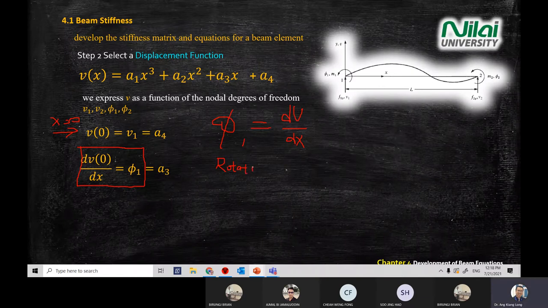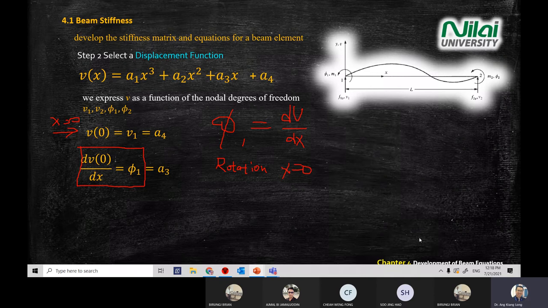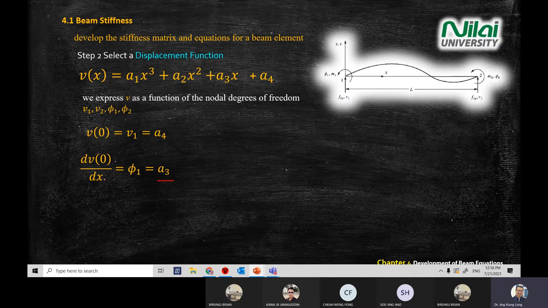Okay, rotation angle. Rotation at point 1, because point 1 also x equals 0. So from here, when you do the differentiation, you will get a3. Okay, so when you differentiate dv over dx, what does it mean?